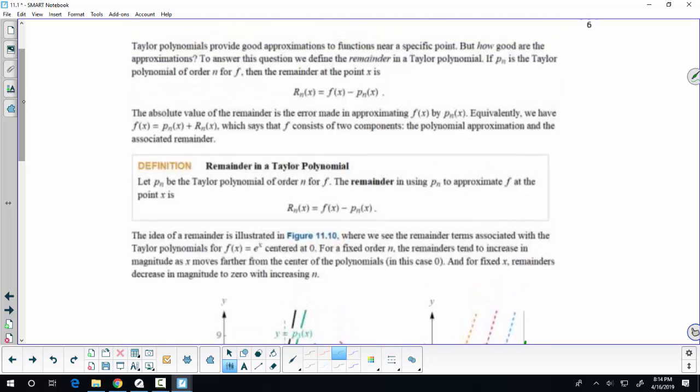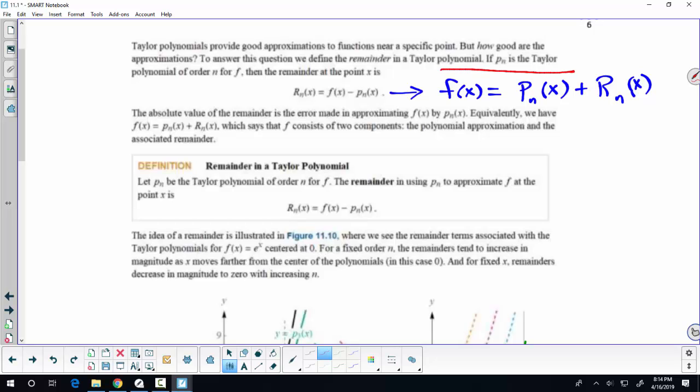So if we rearrange this, just to show you, we can say that f of x is the Taylor polynomial plus its remainder. Then in order for the function to equal this polynomial as n approaches infinity, the remainder has to approach 0. Otherwise, you've got other stuff that's not involved with the function.